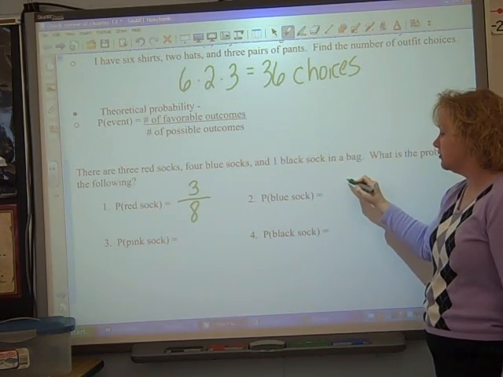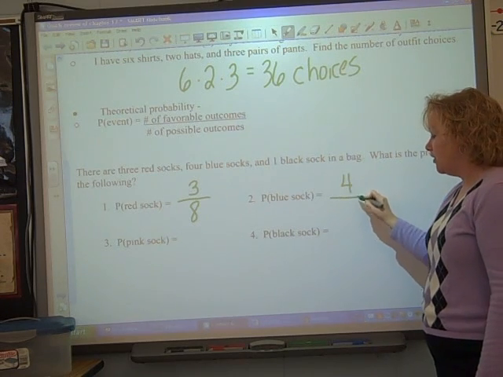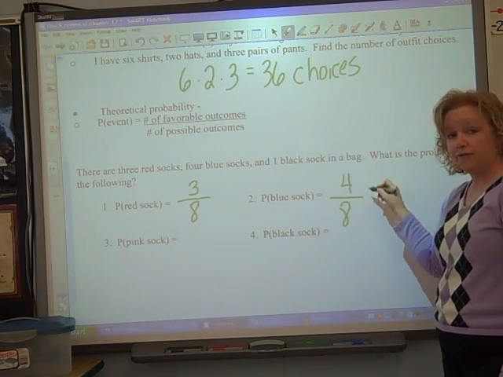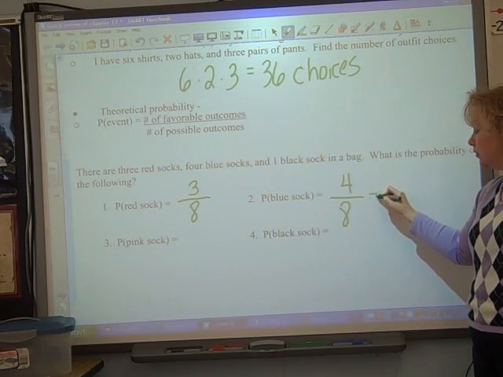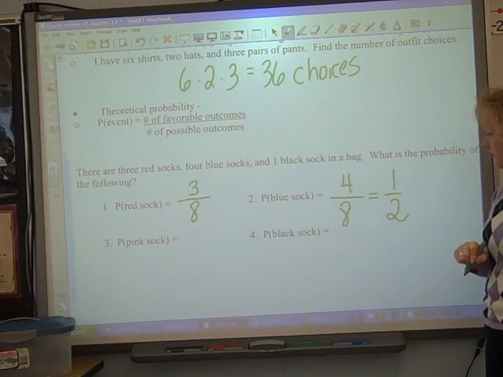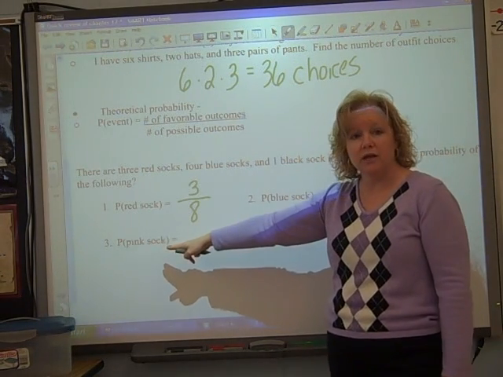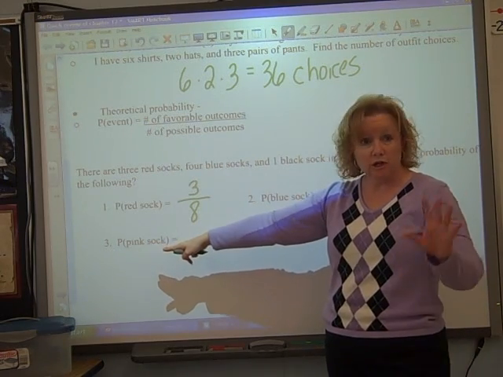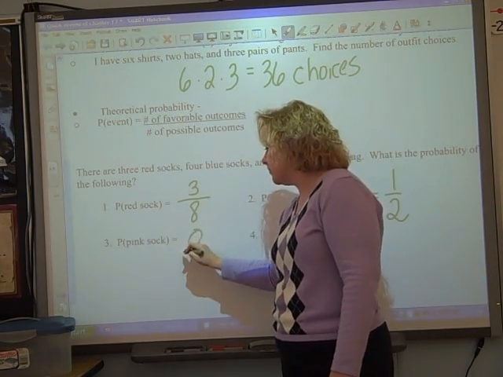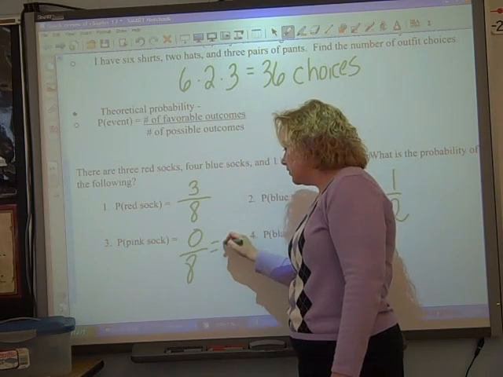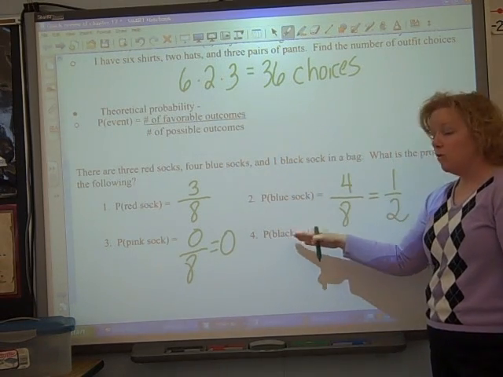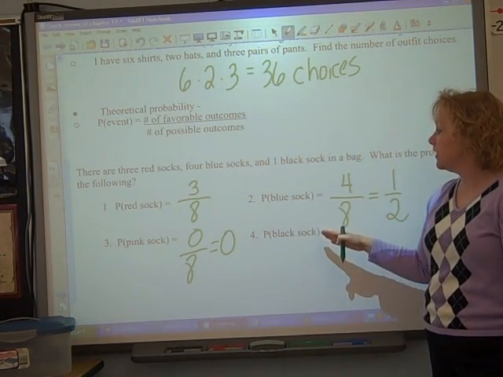How about the probability of a blue sock? How many blue socks do I have? 4. Out of? 8. Do I have to reduce? Yes. Which is? 1/2. Okay. How about the probability of a pink sock? 0. There's no pink sock. So your probability is 0 over 8, or 0. How about the probability of a black sock?